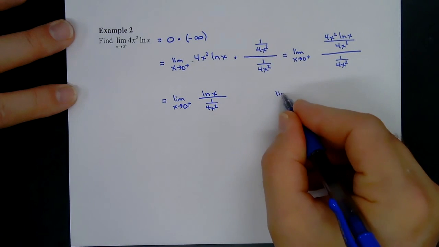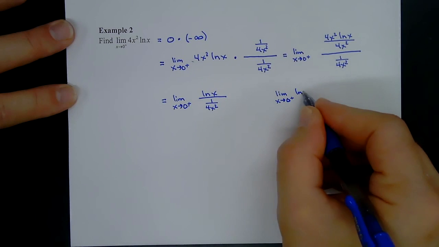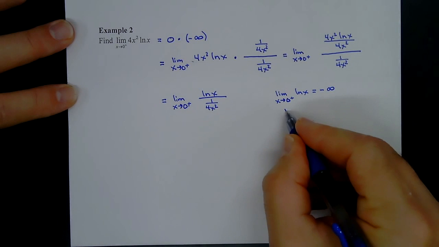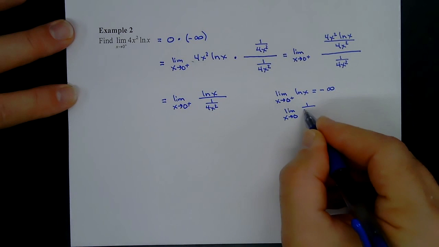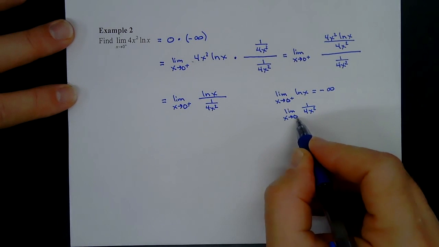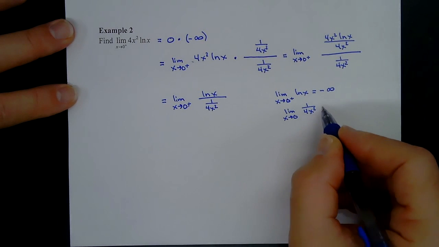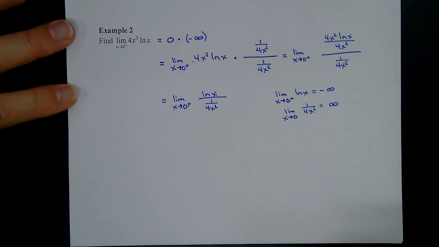What happens when we take the limit as x approaches 0 from the right of ln of x? What we get out of this is negative infinity, and the limit as x approaches 0 of 1 over 4x squared. Now we got to think about this. This is going to be 0. So this denominator is going to be 0 if we do a direct substitution, but really it's going to be a really small positive number, right? When this is a really small positive number, this is going to come out to be infinity. So we can apply L'Hopital's rule to this.